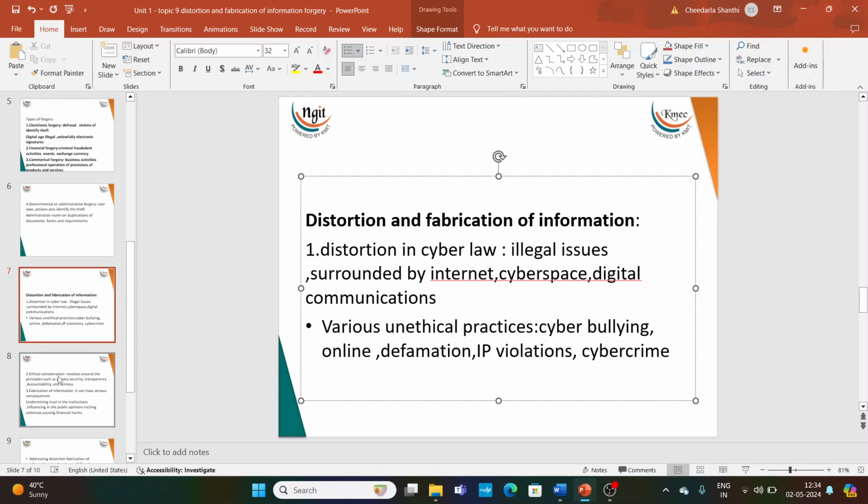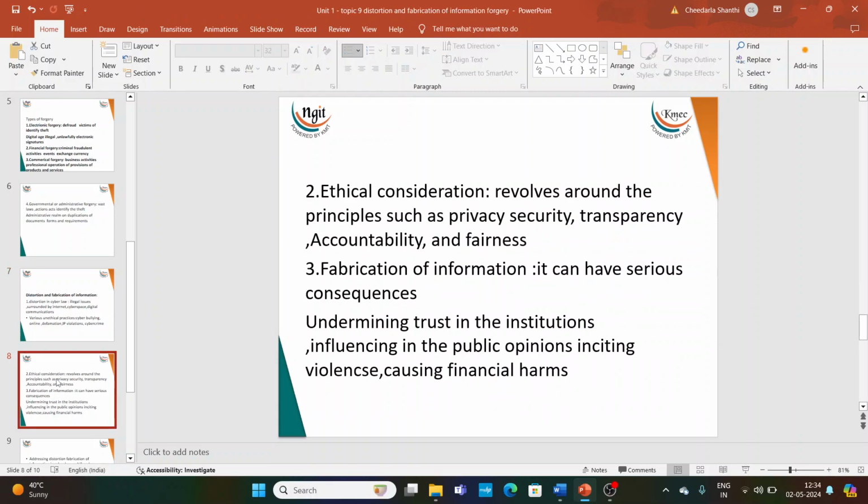Second point is ethical consideration. First is distortion in cyber law, second is ethical consideration. Ethical consideration in cyber law revolves around principles: privacy, security, transparency, and accountability, and whether the practices of information are fair or not. The clearance of fairness is decided based on ethical consideration.